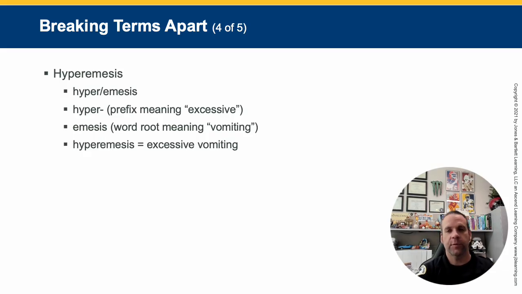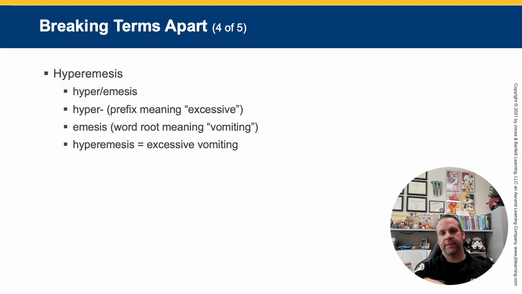Then we have the word root, emesis. So this is going to refer to vomiting, okay? You'll also hear this in terms like antiemetic, which is a medication given to control nausea and vomiting. But let's look at hyperemesis, all right? So let's break it down. The prefix hyper means excessive. The word root emesis is vomiting, okay? In this case, there's no suffix. So we get hyperemesis, which means excessive vomiting.